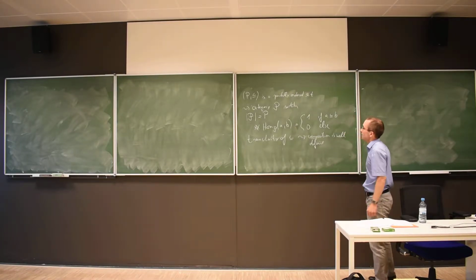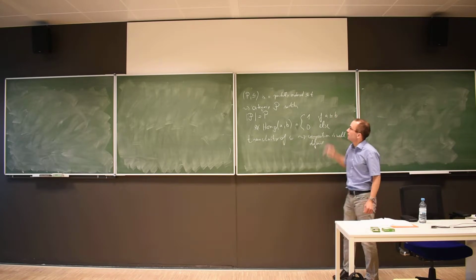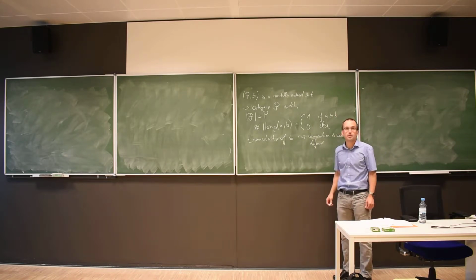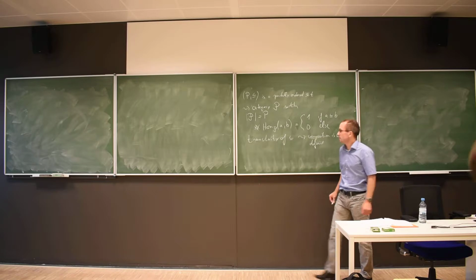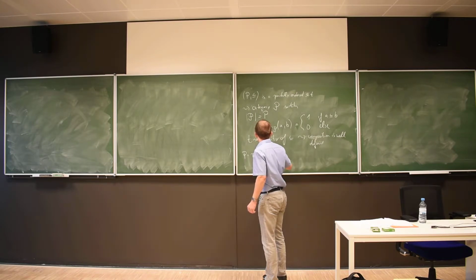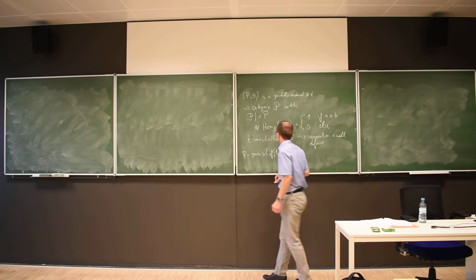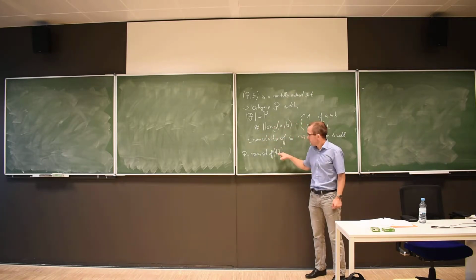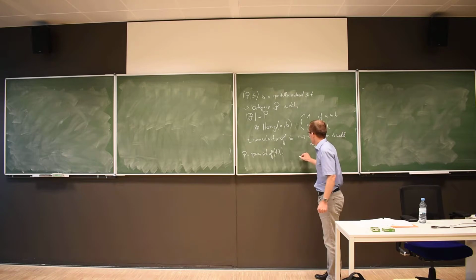And to make the example of a category coming from a partially ordered set even more explicit, let's consider the case where P is the power set of the set with two elements, 1 and 2. So this is the set of all subsets of this two element set, and it's partially ordered by inclusion. This then gives rise to a category with exactly 4 objects.